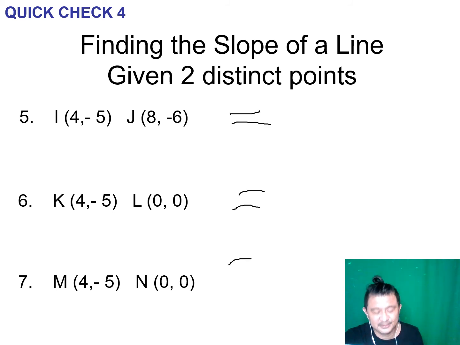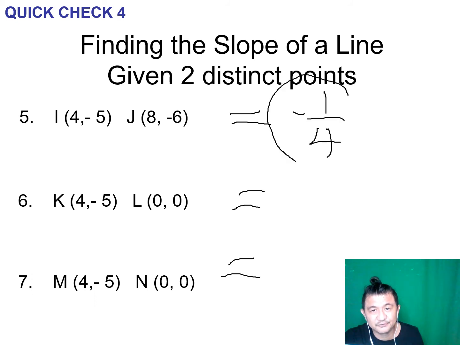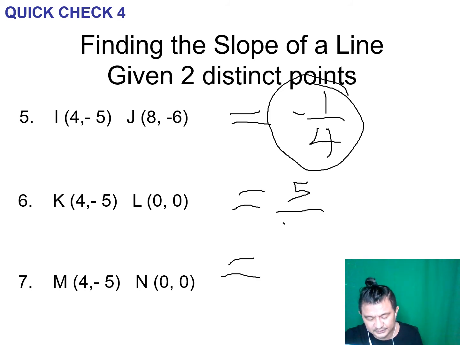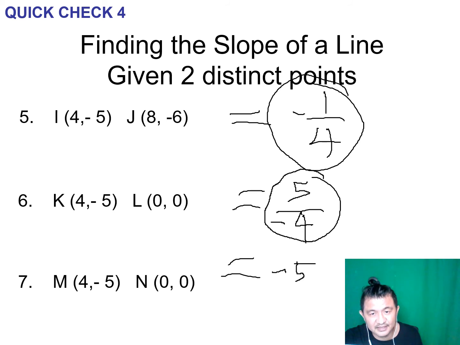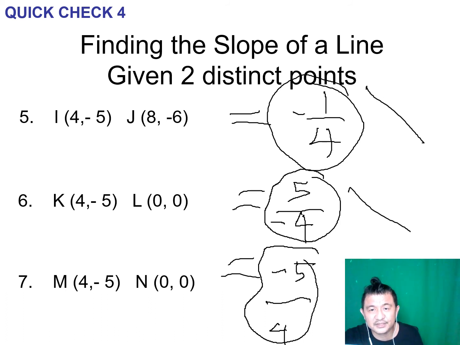These are the correct answers. Negative 1/4. Remember that negative could be on top or below or in between. The next one is 5 over negative 4. Again, that negative could be on top, middle, or below. And the last one is negative 5 over 4. All right? Wherever you put that negative, it doesn't matter. It is a negative slope. The line would look somewhat like this, going that way. All right?